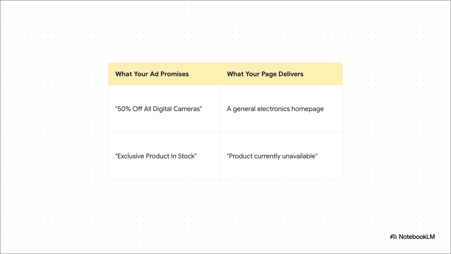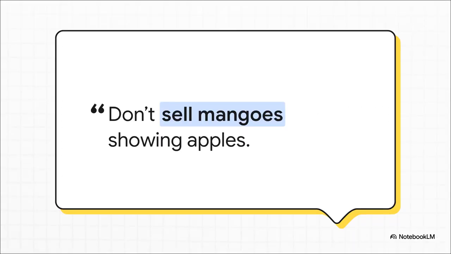Don't make people hunt for the offer on some generic homepage. And look, if you promise a product is in stock and they land on a page that says unavailable, you haven't just lost a sale, you've completely broken their trust. I absolutely love this analogy from the source material. It's just so simple and perfect. If you promise mangoes, you have to show mangoes immediately. Any confusion, any disconnect at all, and that visitor is hitting the back button so fast you won't even know what happened.